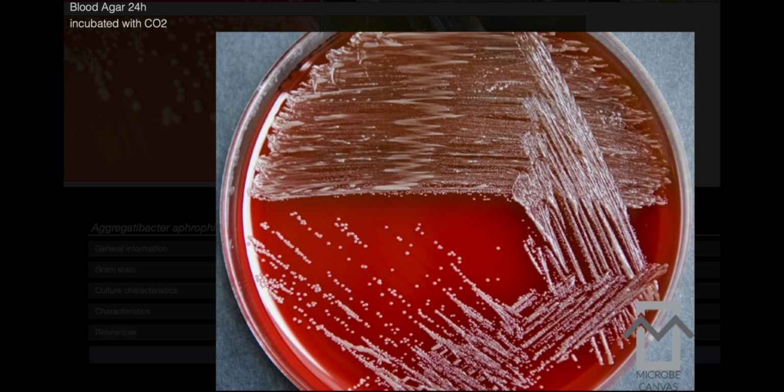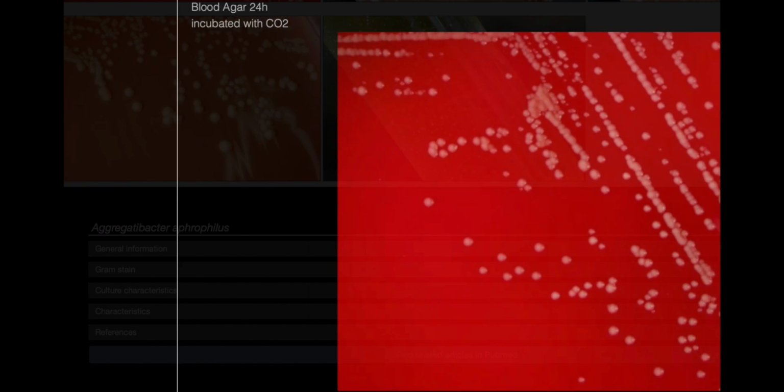Natural habitats. Aggregatibacter aphrophilus is a common resident of the human mouth and oropharynx, even in healthy individuals. It's frequently found in dental plaque, particularly between the teeth and in gingival pockets.